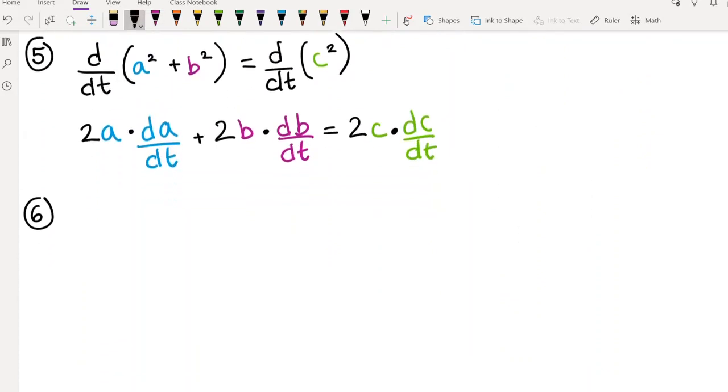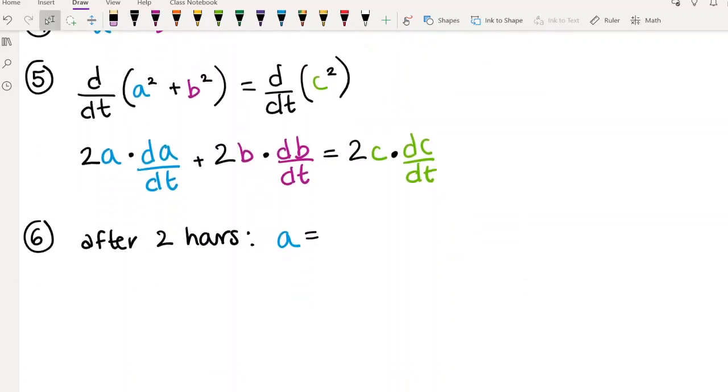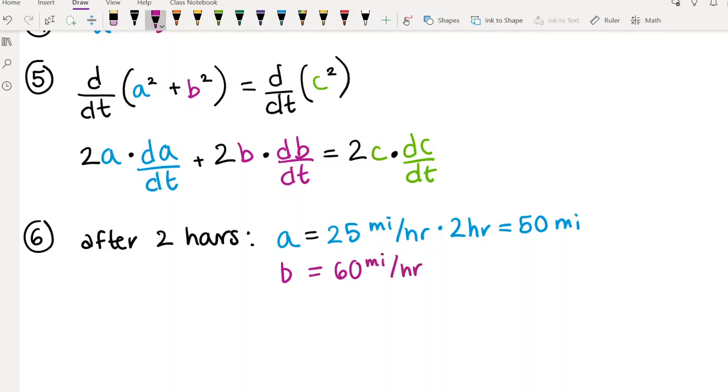So after 2 hours, A is going to be equal to, so car A was driving 25 miles per hour. After 2 hours, A is going to be equal to 25 miles per hour times 2 hours, so it's going to be equal to 50 miles. So after 2 hours, car A has gone 50 miles. Car B is going 60 miles per hour, so car B will have traveled 120 miles.